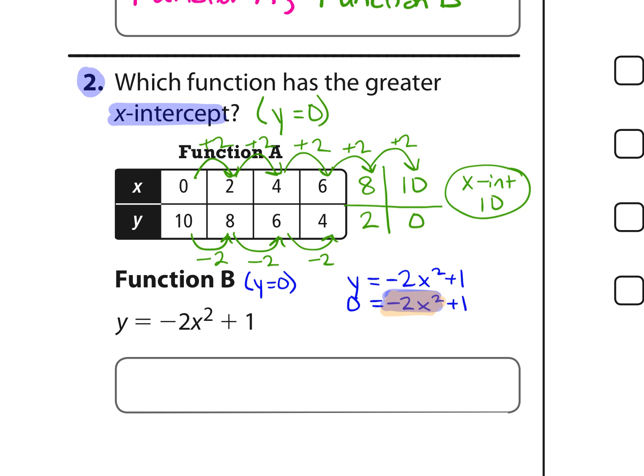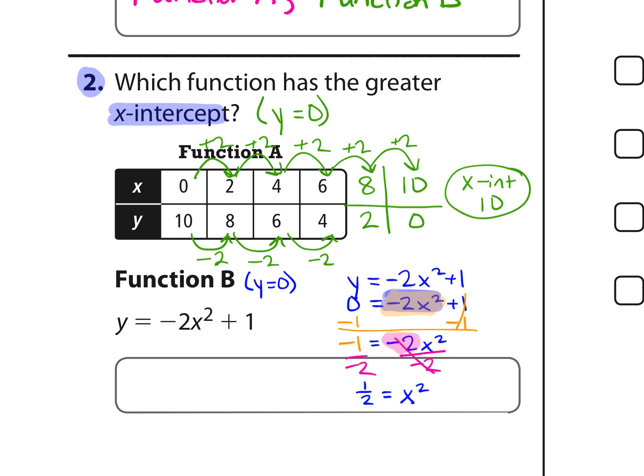And we want to get rid of this plus 1, so we're going to subtract 1 from both sides. We get negative 1 is equal to negative 2x squared. Now we still have a coefficient in front of that variable. So let's get rid of this negative 2 by dividing both sides by negative 2. So we have positive 1/2 is equal to x squared.